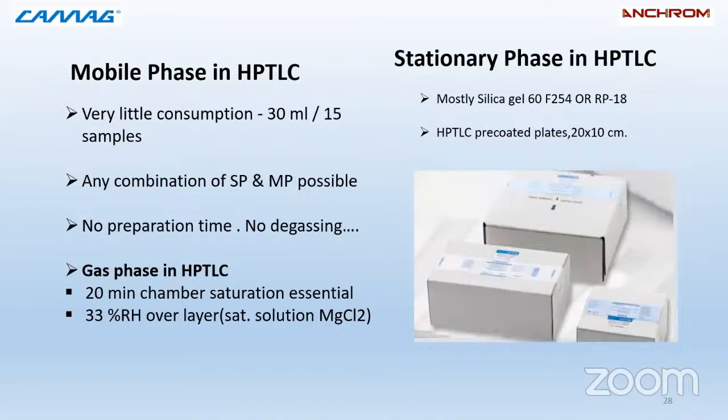If we talk about mobile phases in HPTLC, very little consumption is there, only 20 to 30 ml for 15 samples. That means only 2 to 3 ml per sample. Any combination of stationary phase and mobile phase is possible. There is no separate preparation time, no degassing is required. Readily you can mix the solvents in that particular proportion, and you can run your applied plate in that particular mobile phase.